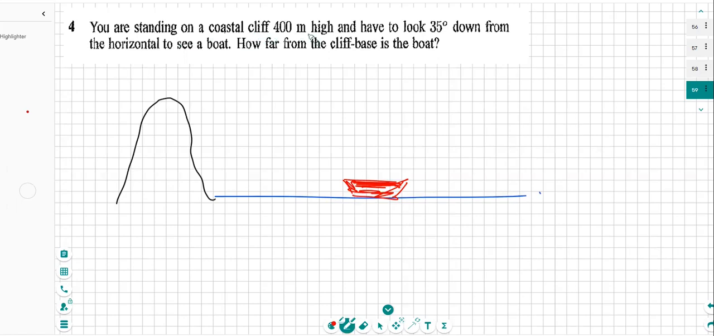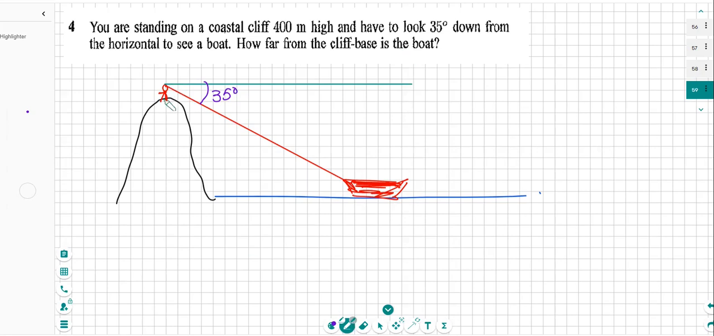And you're standing on the coastal cliff 400 meters high. Say I'm just standing here, for example. Got it? Yeah. And I'm watching the boat 35 degrees down like this, down from the horizontal line. Where is the horizontal line? Horizontal line is here. This is horizontal. Yeah. So this 35 degrees is actually the angle of this boat with the horizontal. Clear? Yeah.